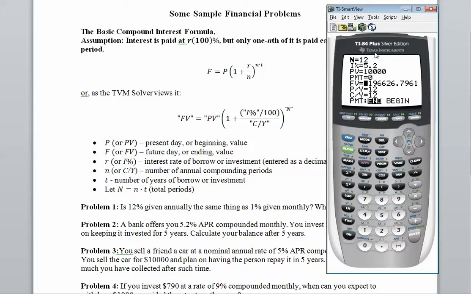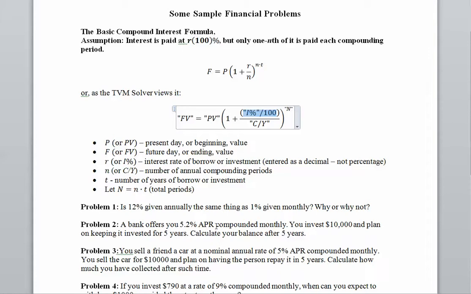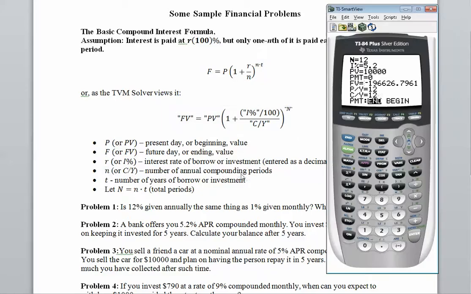The future value is what we want to calculate, so we're going to leave that alone for a second. We're told that we're receiving interest compounded monthly. So see how n would normally be 12? Well, in our calculator, CY is equal to 12. So n and CY are the same thing.